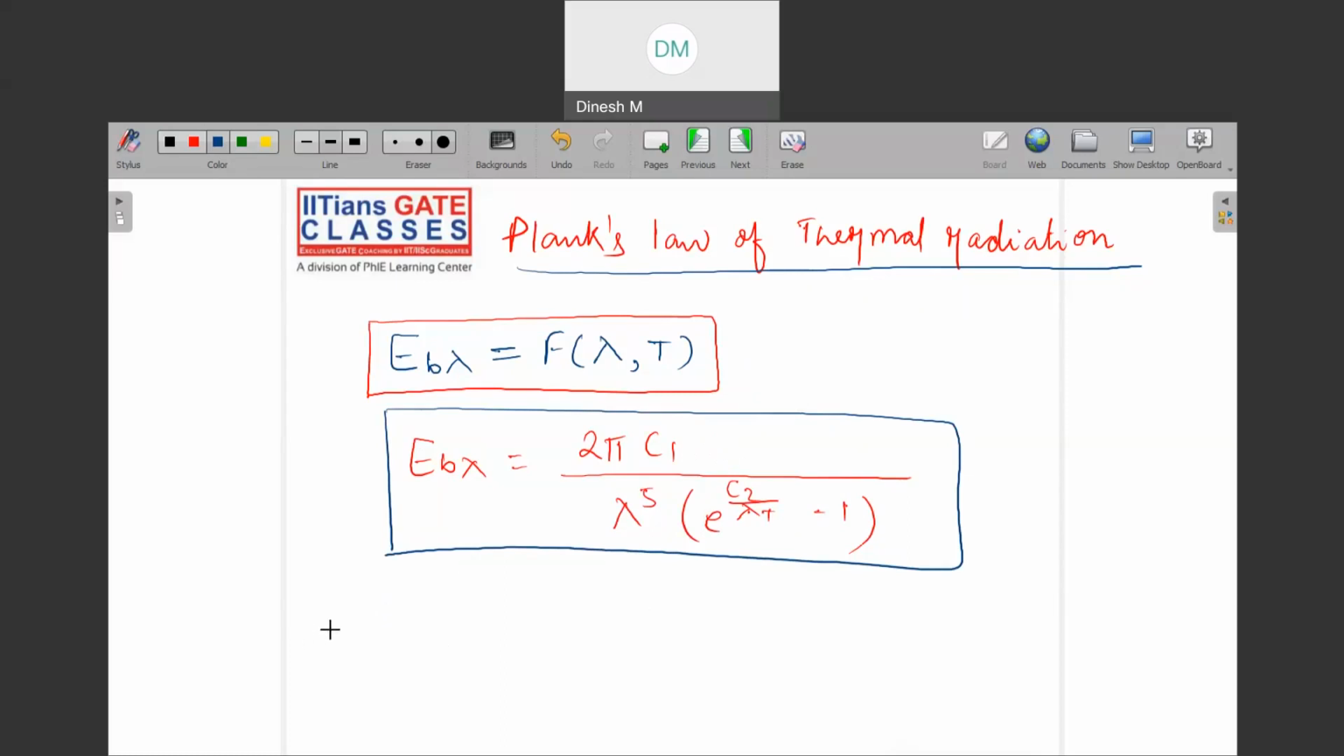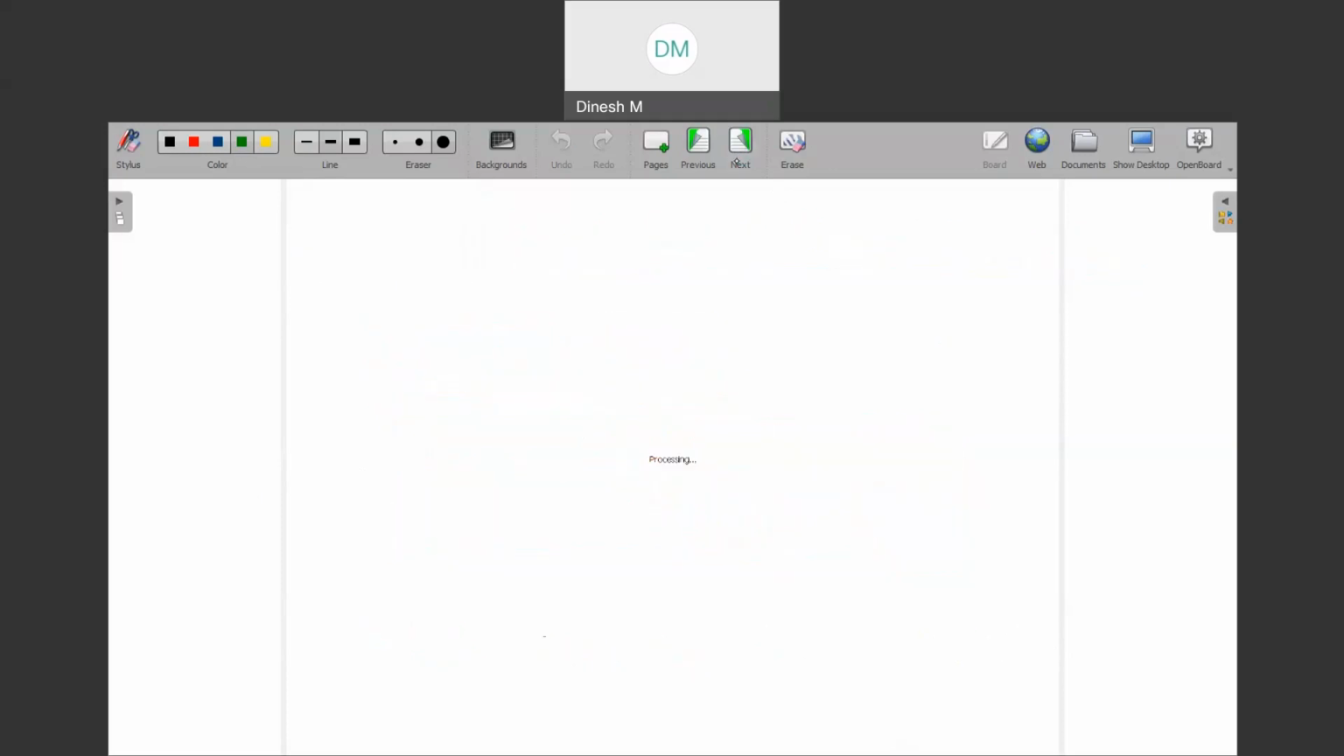Planck's law becomes very basic to the other laws of thermal radiation. One more important thing: we have seen C1 and C2 here. What are C1 and C2? These are experimental constants.